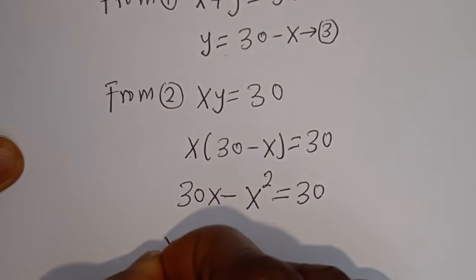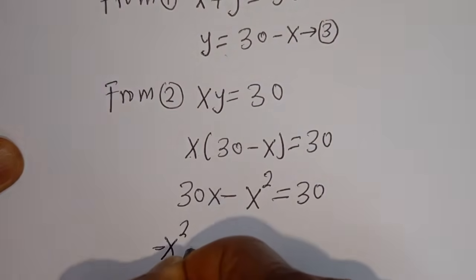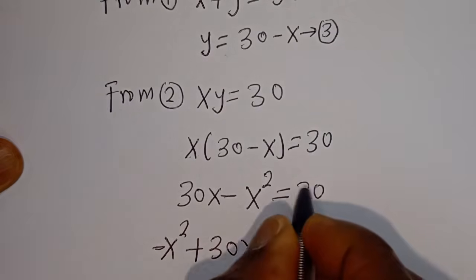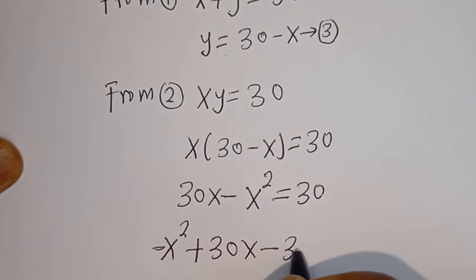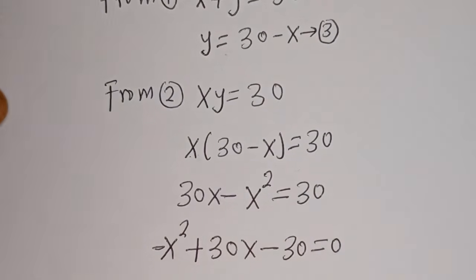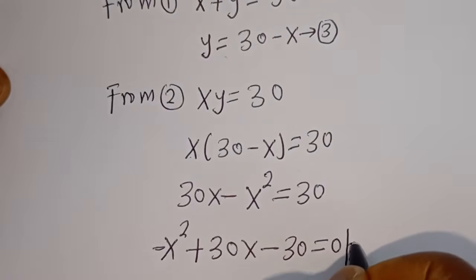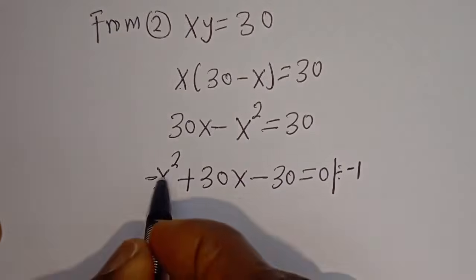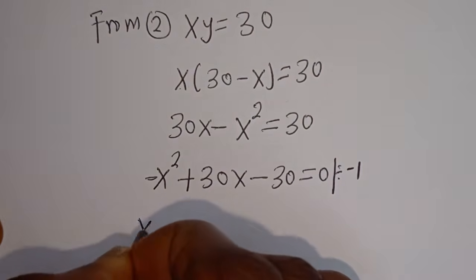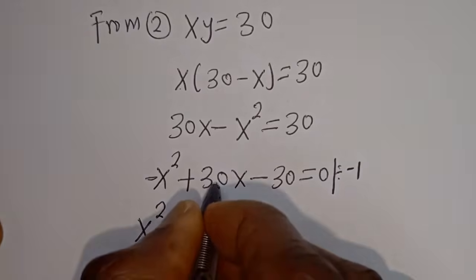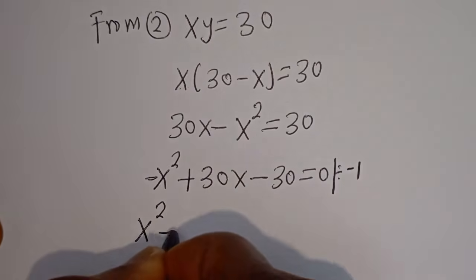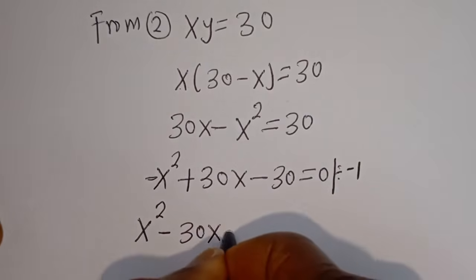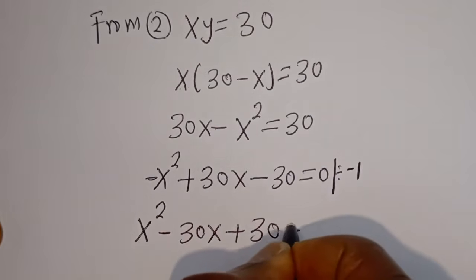We have minus x square plus 30x. If you bring this 30 to this side, it becomes minus 30 is equal to 0. Now let's divide all through by minus 1. Minus x square divided by minus 1 gives x square, plus 30x divided by minus 1 is minus 30x, minus 30 divided by minus 1 is plus 30, is equal to 0.